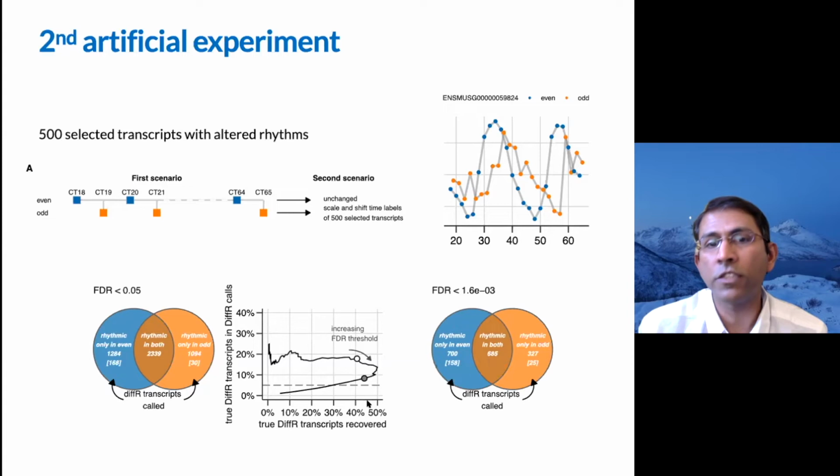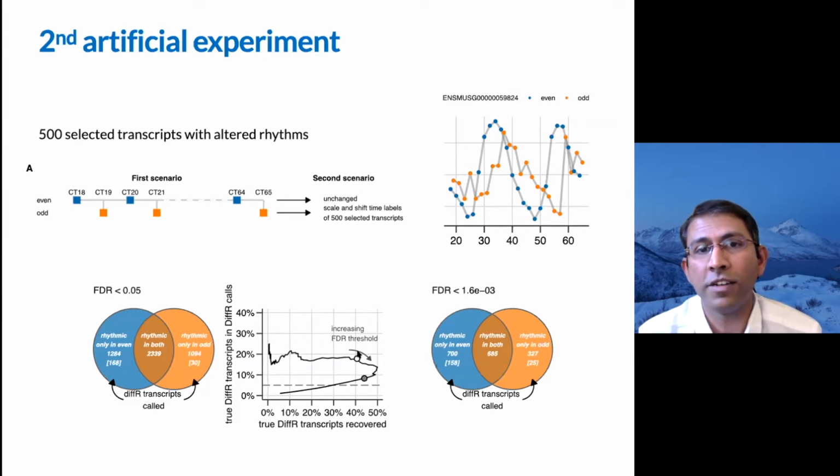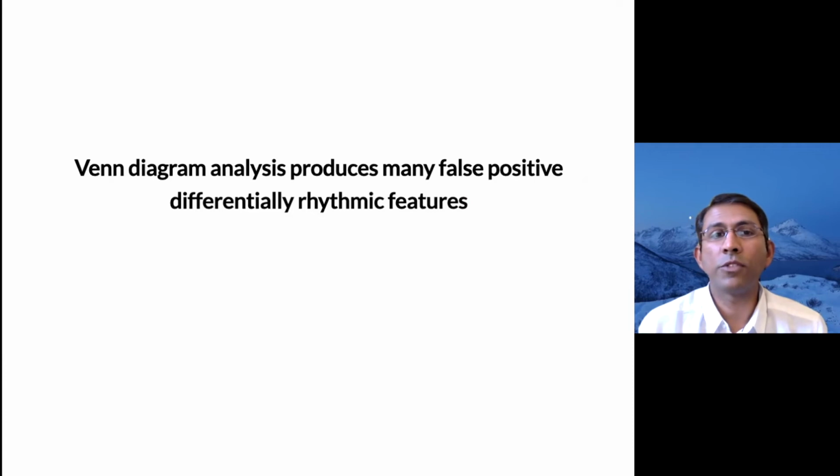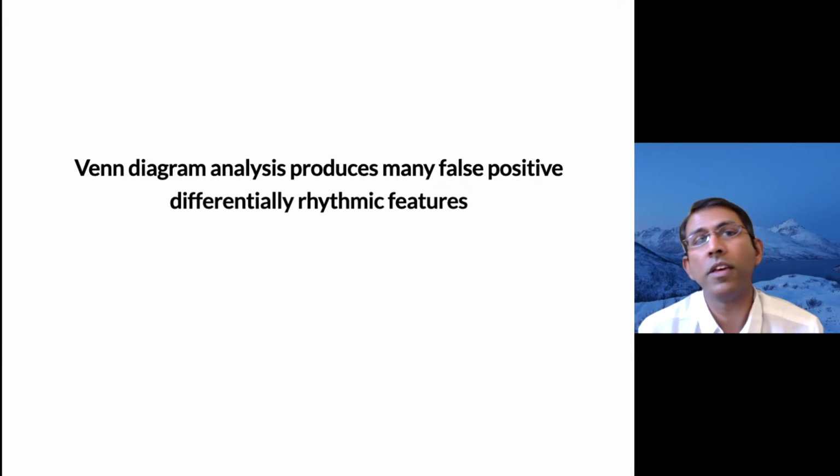And one can then quantify this using something called a precision recall curve, which maps how many of the true differentially rhythmic transcripts we do recover by the algorithm versus, in any given call, how many of our calls are actually correct. And we observe that we never get more than 20% of our calls right for any choice of FDR threshold. In other words, 80% of our differential rhythmicity calls are wrong, right? Which is terrible. So to summarize, this Venn diagram based approach identifies many false positive differentially rhythmic features, both in the presence of true differentially rhythmic features and in the absence of those.